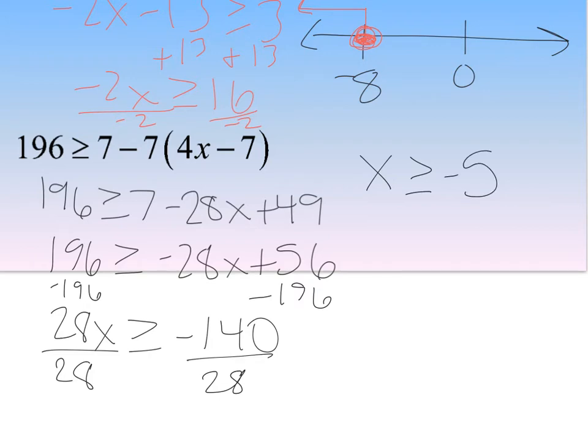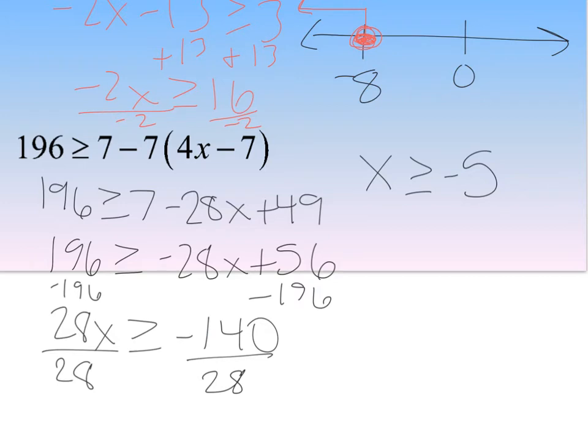Now you might be like, wait, there's a negative. We divided. We got to switch it. No. We divided by a positive number. We were dividing a negative number. Dividing by and dividing are two different things. We divided by 28. We're dividing -140. So we're dividing by a positive here, so the inequality stays.